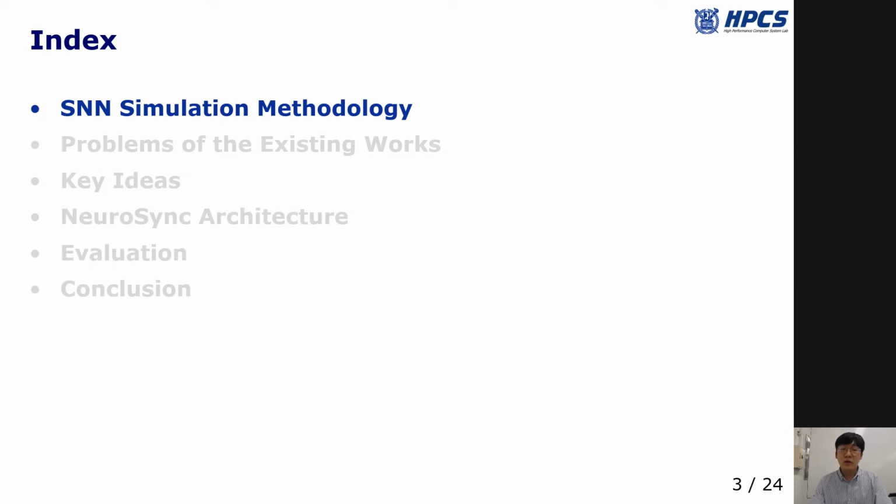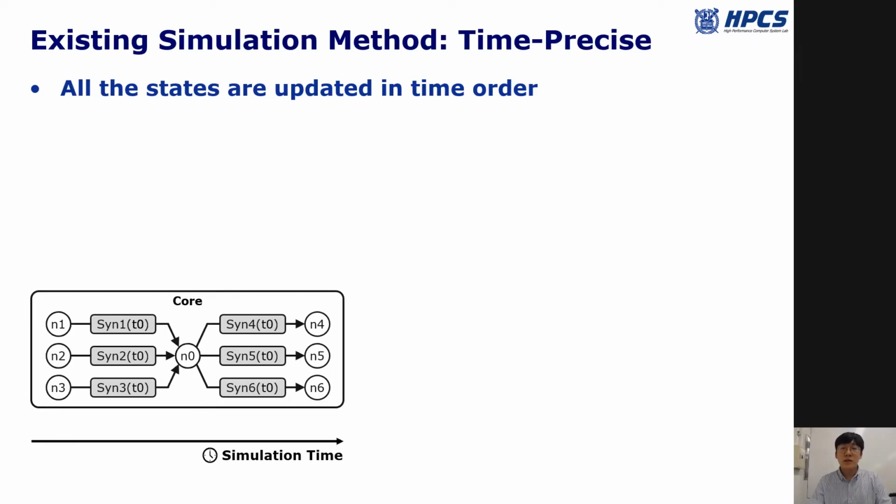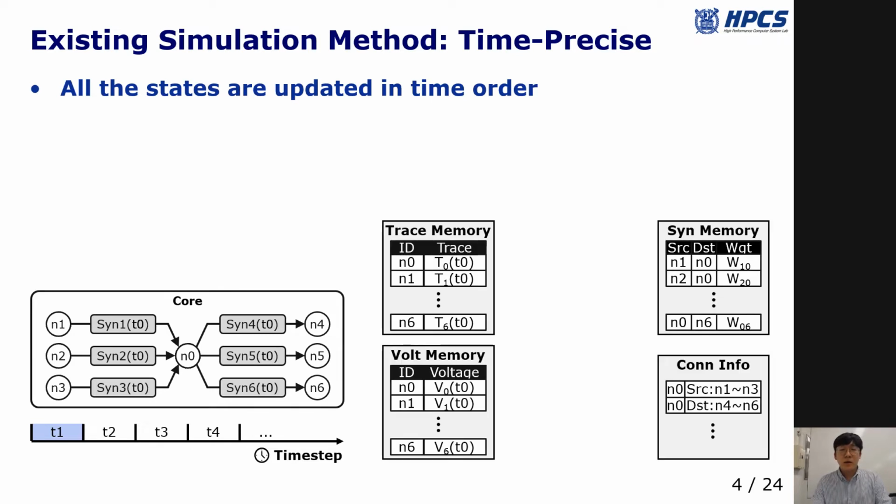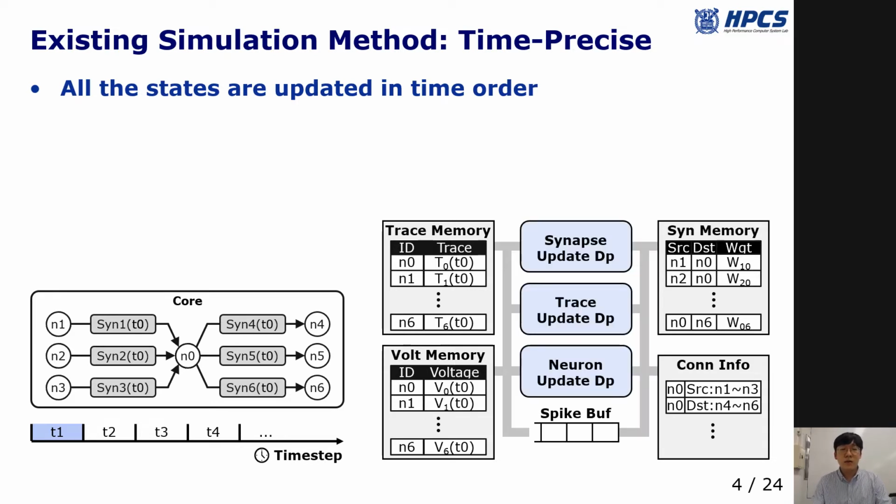Now, I'll explain how the existing work simulate SNNs. For SNN simulation, existing simulators adopt a time-precise simulation method. In time-precise simulation method, the simulator divides the simulation time into short, discrete time quantum called time step, and then it sequentially advances the time step. To simulate the state changes, the simulator keeps the states in local memories, and it updates the state using specialized data path.